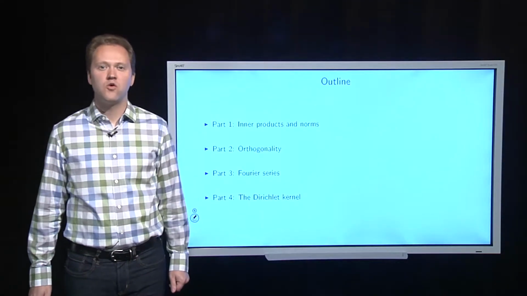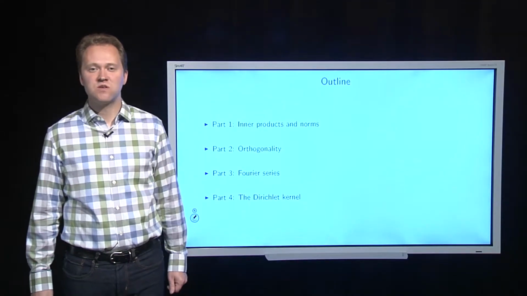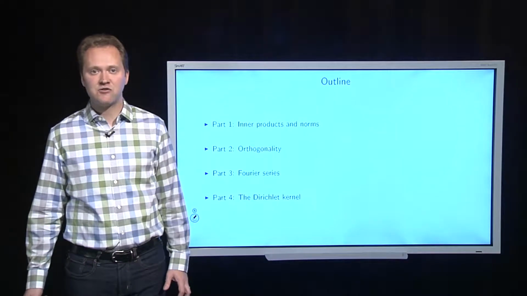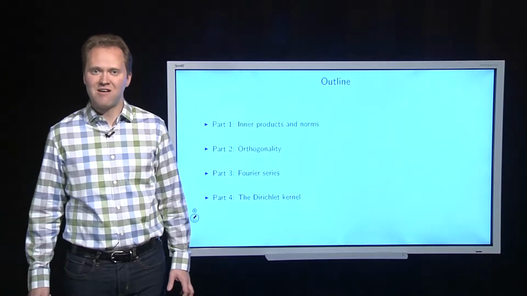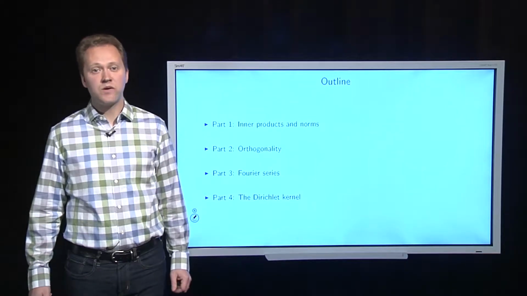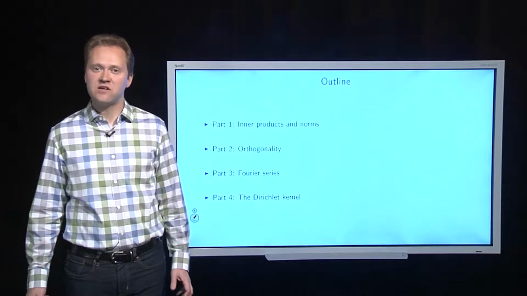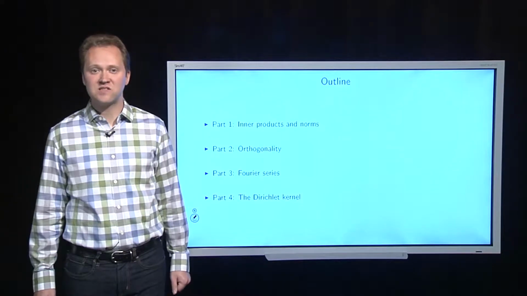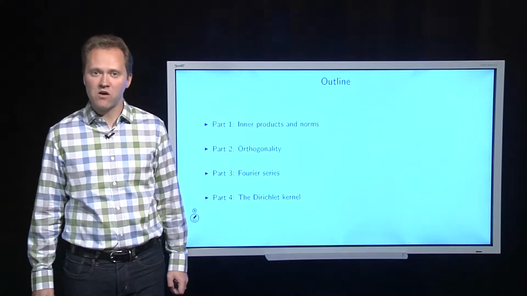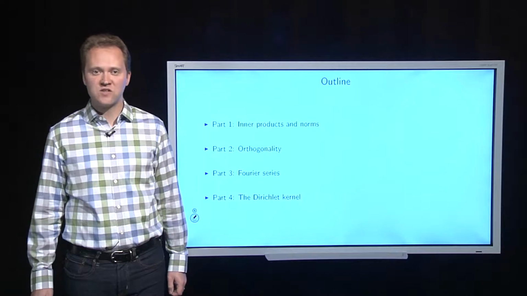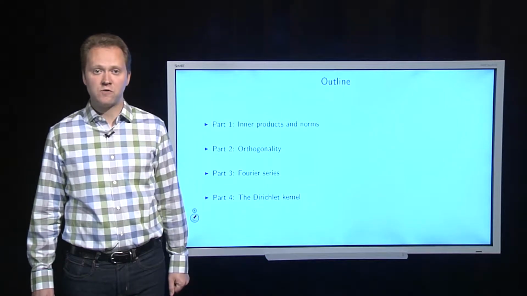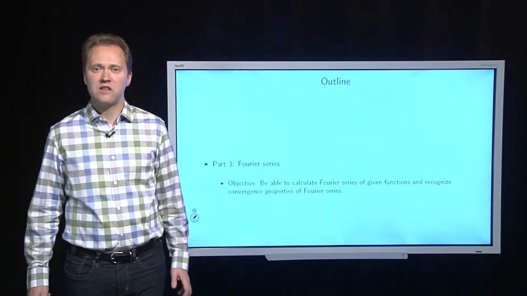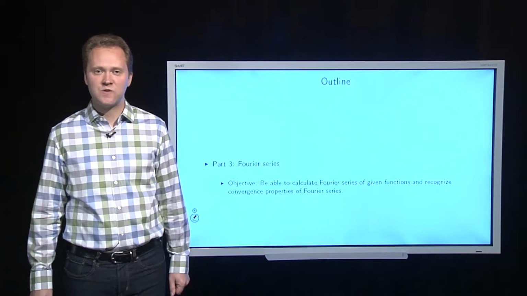In part 1, we reviewed inner products and their associated norms from linear algebra. In part 2, we looked at orthogonality using inner products. And now we've reached part 3, the highlight of the series, where we look at Fourier series as best approximations. Finally, in part 4, we will explore the convergence of Fourier series and introduce the main tool, which is called the Dirichlet kernel. But now, the highlight, Fourier series.